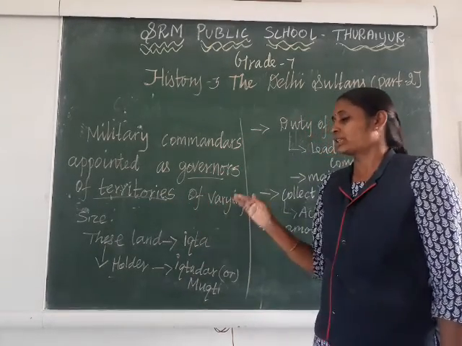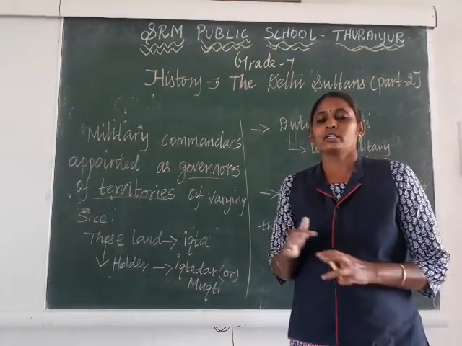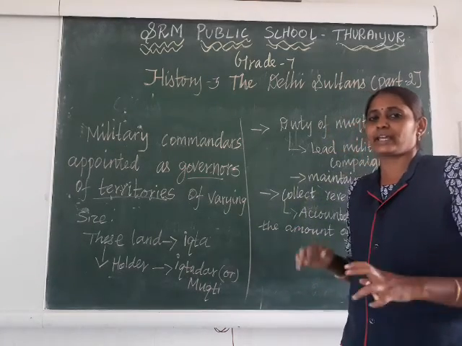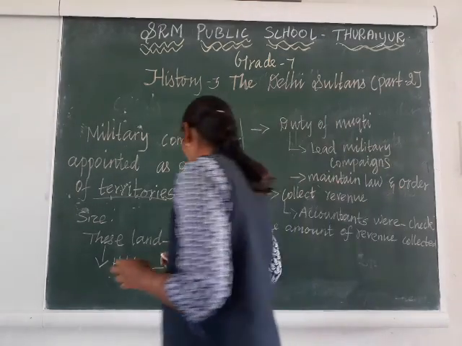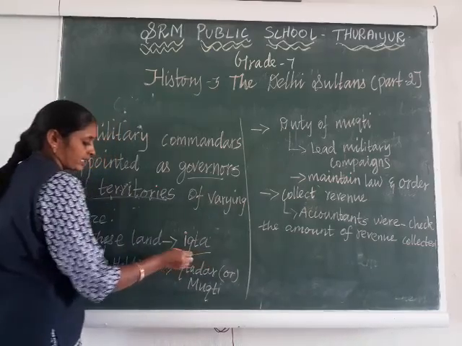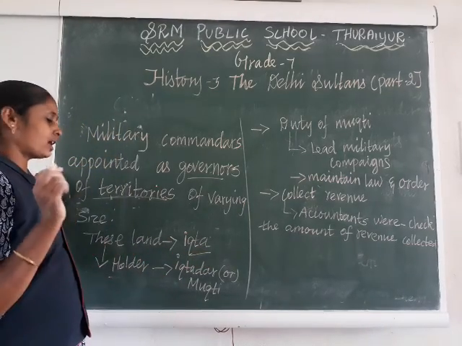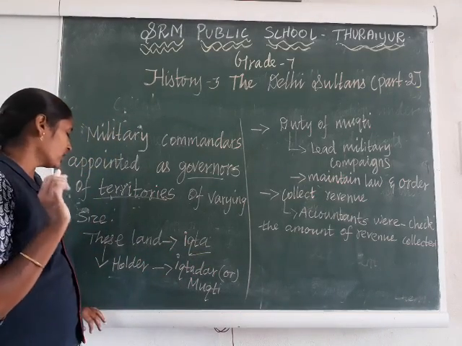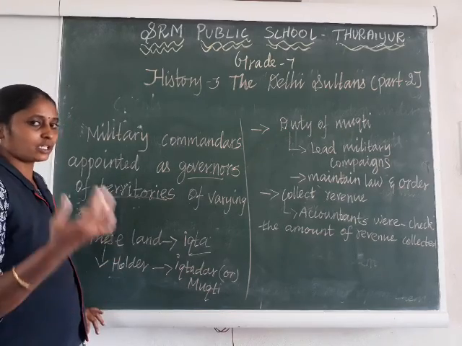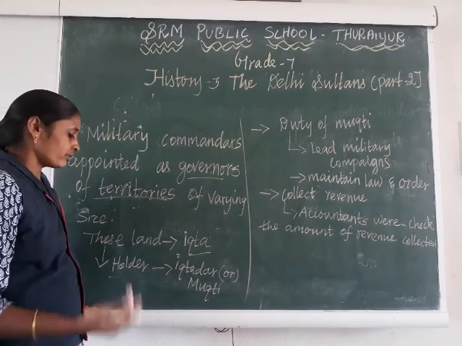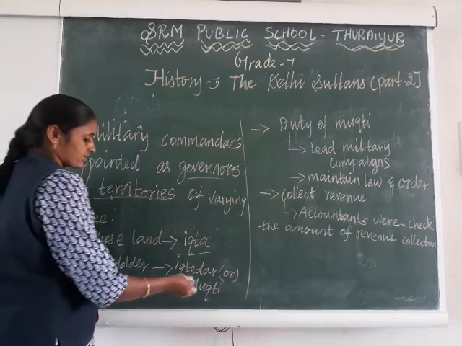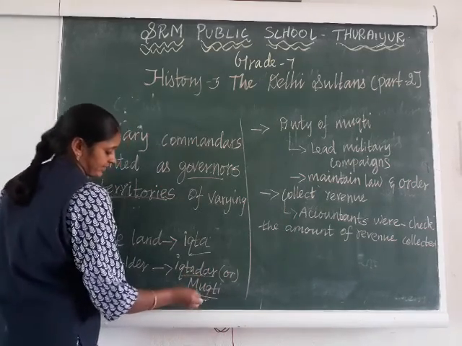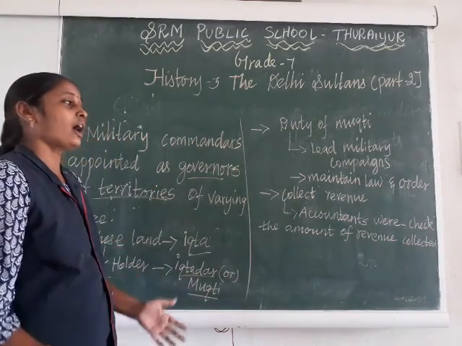That land was divided into many sizes. Those lands were called Iqta. The landholders, who hold that land, were called Iqtadars, or Muqtis.